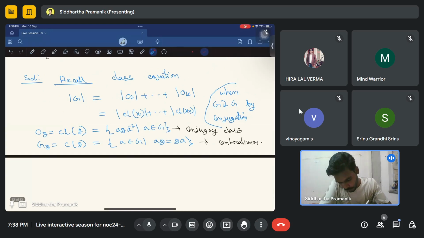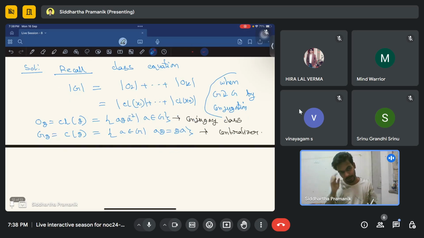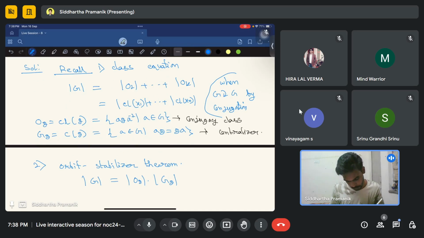So we need to find all distinct conjugacy classes and need to find this equation. And one more important thing to recall is the orbit stabilizer theorem. It basically says the order of G is the same as the order of the orbit of g times the cardinality of the stabilizer of g.